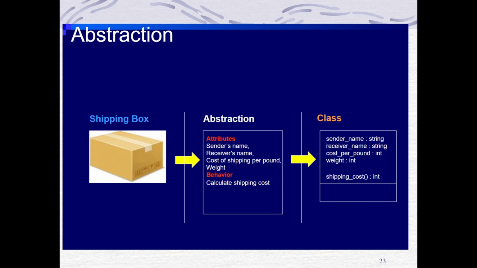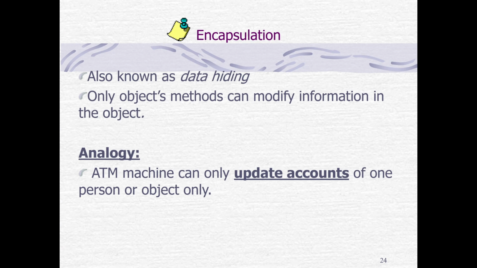So abstraction is nothing but showing essential features and hiding the unknown features. So encapsulation. The encapsulation is nothing but data hiding. So only the object's methods can modify information in the object.